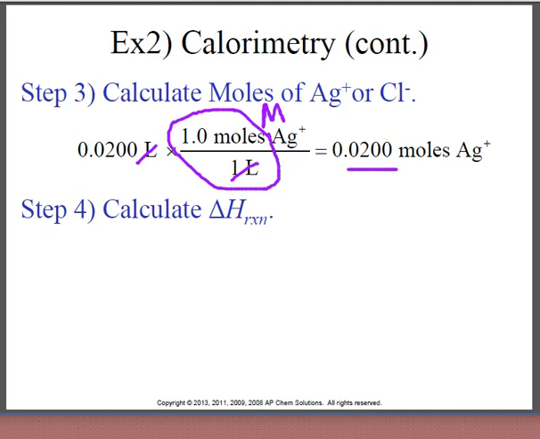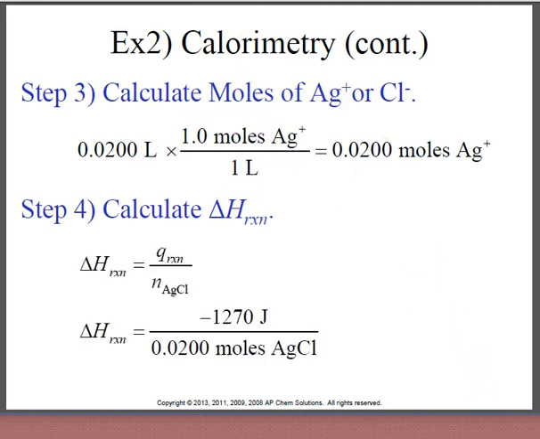From there, we can find the delta H. So it's Q per mole. Now the mole part is ultimately for the silver chloride, but that's going to be the same as the silver or the chloride if you think about your stoichiometry. So that's why they told us that we could find either one of those. So we plug in our Q for the reaction, which was negative, and then we plug in our moles, and we divide.